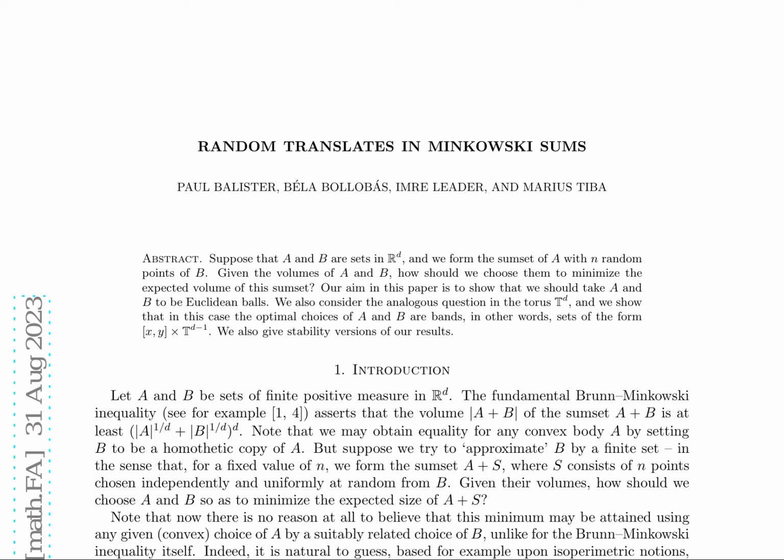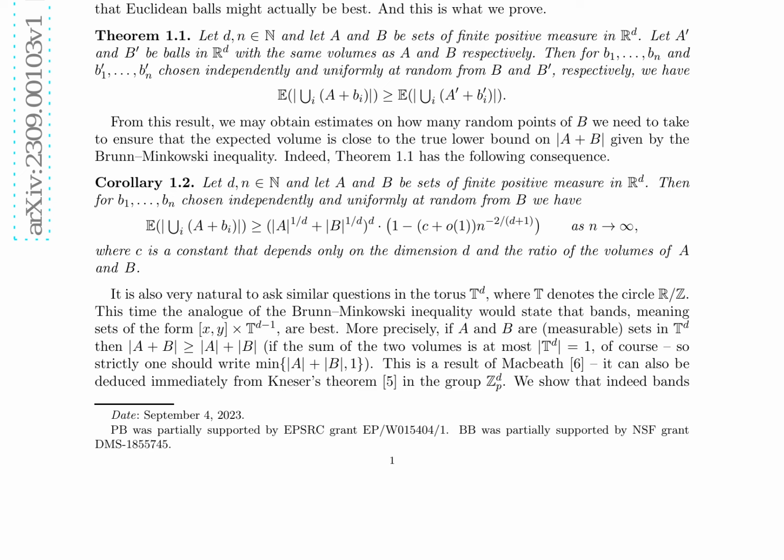The research optimizes the expected volume of a sumset formed by combining set A with n random points from set B in R^d. The authors aim to minimize this volume by determining the optimal choice of A and B. They proved that Euclidean balls should be chosen for A and B to achieve this minimization. The study also extends to the torus T^d, where the optimal choice is shown to be bands.